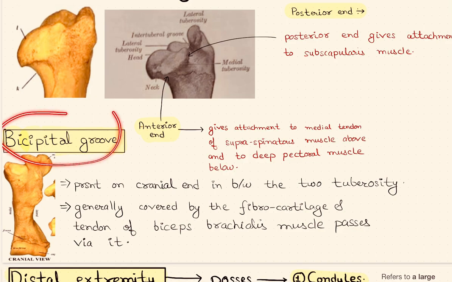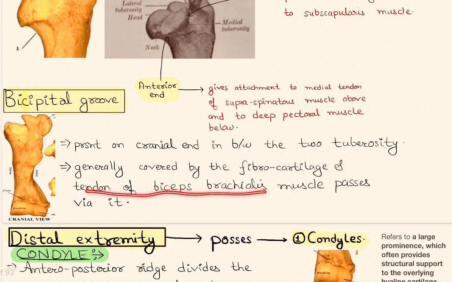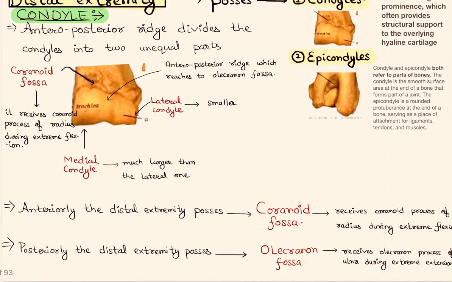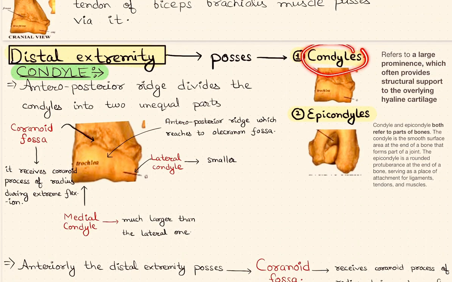Now what was this bicipital groove? It was the groove between the two tuberosities, lateral and medial tuberosity. Generally it is covered by fibrocartilage, and there is a tendon of the biceps brachii muscle which passes through it. Now in case of distal tuberosities, we have two things, condyles and epicondyles.